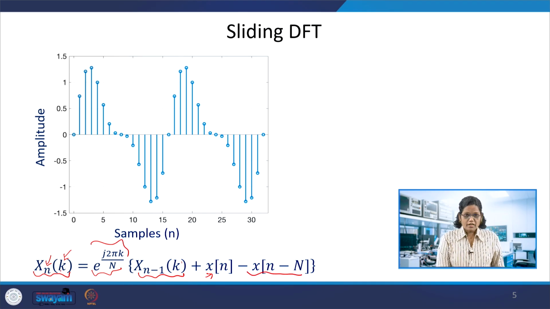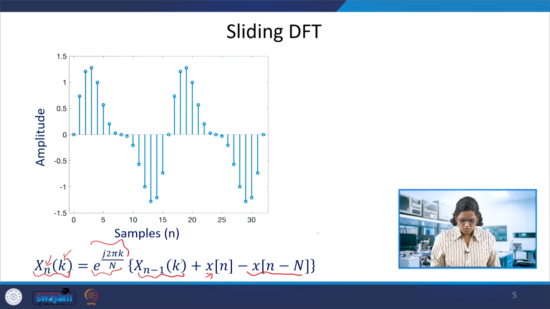So this is how the current instant DFT can be obtained. This is called the sliding DFT. The output X_n(k) is a complex number, but I get it at every instant. After first accumulating the N samples, you get the output at that sample itself.